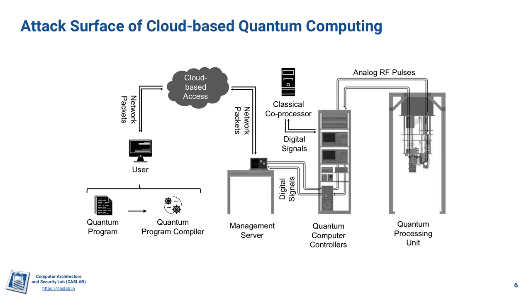And now we can think about what are the parts that somebody might try to attack. Of course, there's the management server, the controller, the coprocessor, and the quantum processing unit. All these parts could be vulnerable to different security attacks. And our goal is, unfortunately, to have to analyze all of them, right? From a security perspective, it's enough for an attacker to compromise just one component. So we have to analyze all of them.